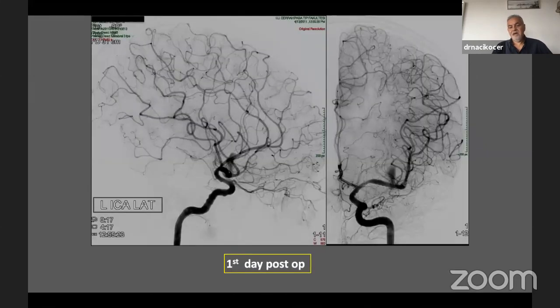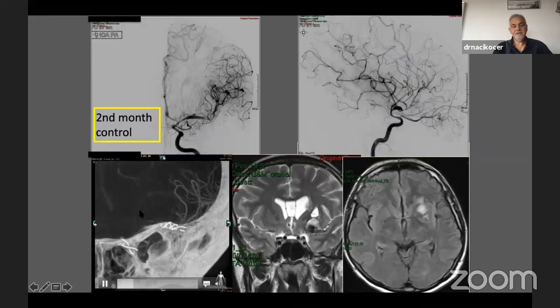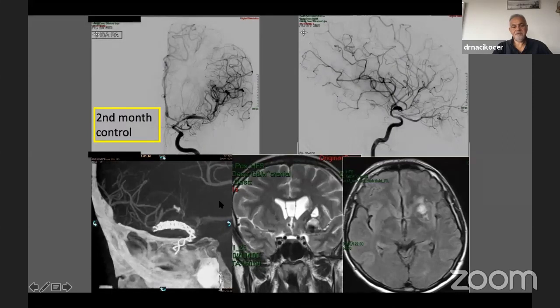This is the first day follow-up. Look at the dramatic change of the aneurysm filling. There is a narrowing here, ACOM is filling here. And then this is the second month follow-up. Look at this, the aneurysm is almost gone with a slight enlargement in that segment.